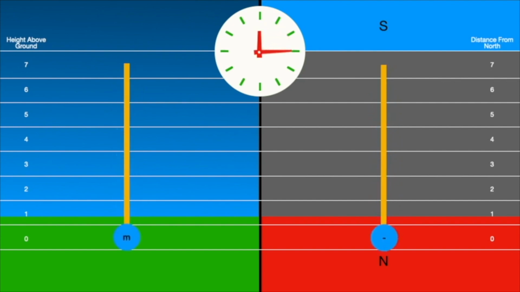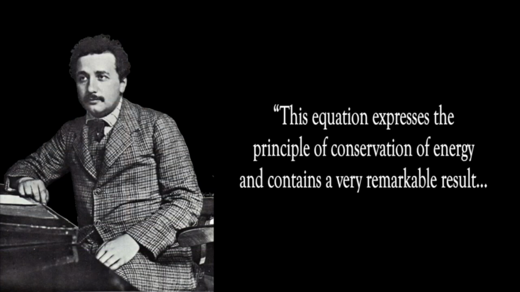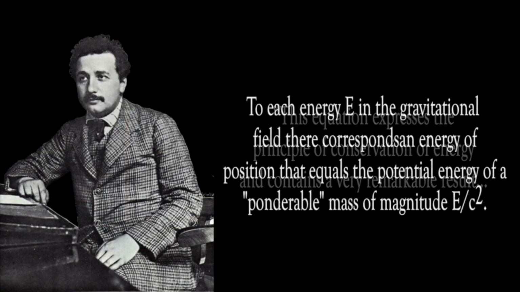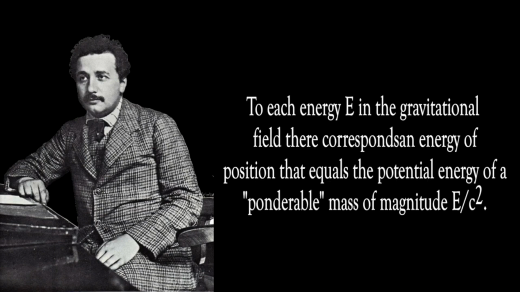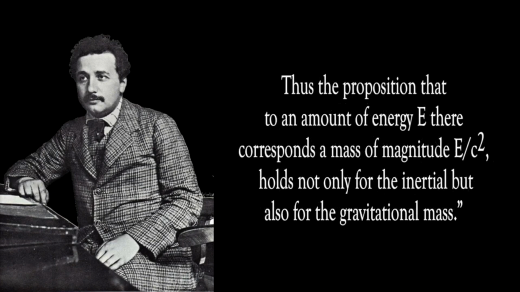Given all of the above conclusions of special relativity, Einstein concludes the paper stating, quote, "This equation expresses the principle of conservation of energy and contains a very remarkable result. To each energy E in the gravitational field there corresponds an energy of position that equals the potential energy of a ponderable mass of magnitude E over c squared. Thus the proposition that to an amount of energy E there corresponds a mass of magnitude E over c squared holds not only for inertial, but also for gravitational mass." End quote.